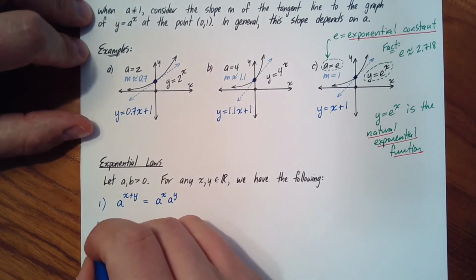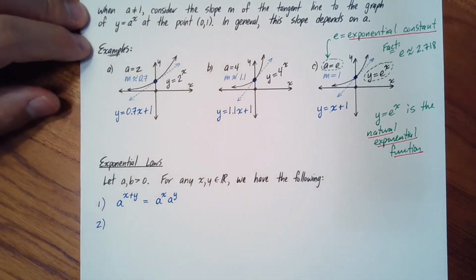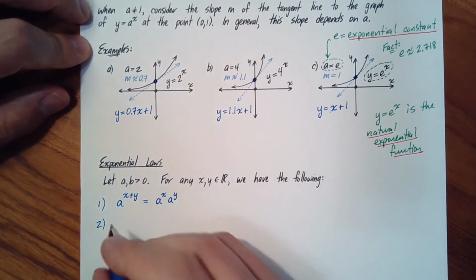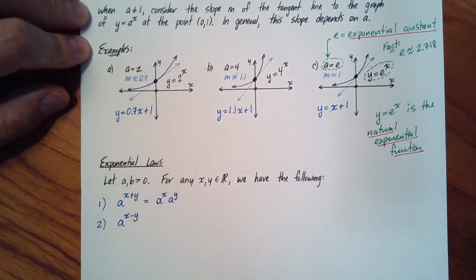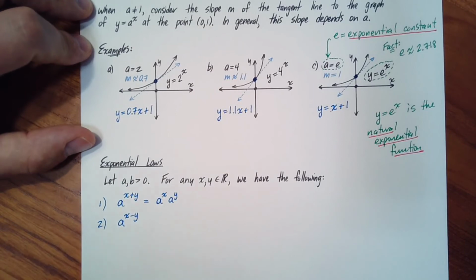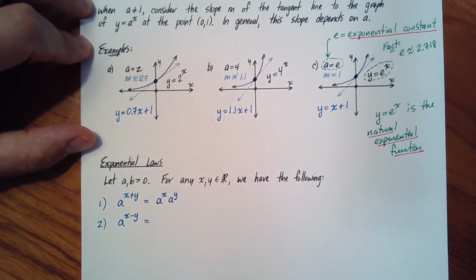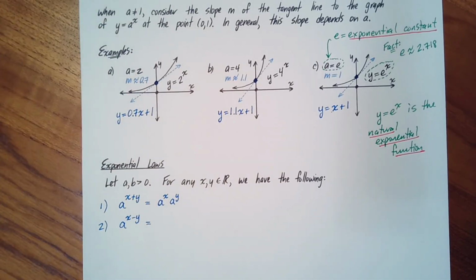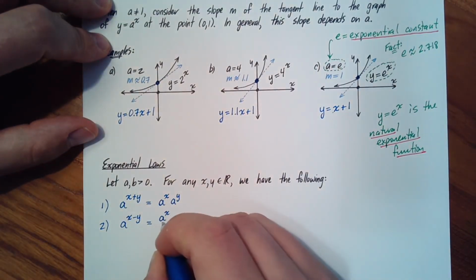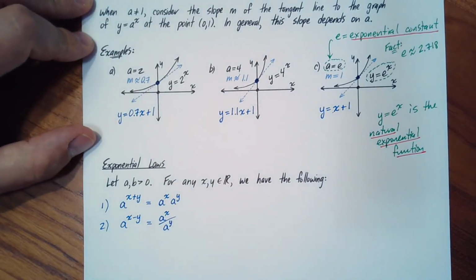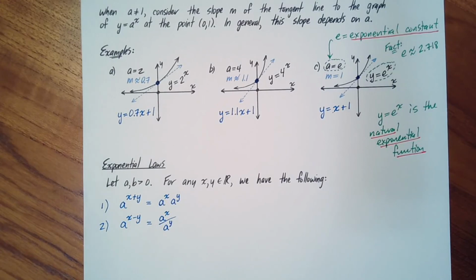The second law says that you have a similar result for subtraction. If I take a and raise it to the difference x minus y, it turns out you can evaluate that by computing a to the x and a to the y separately also. But instead of multiplying them like you do in the first law, you're going to divide them. So you would take a to the x and divide it by a to the y. So a to the x minus y is equal to a to the x divided by a to the y.